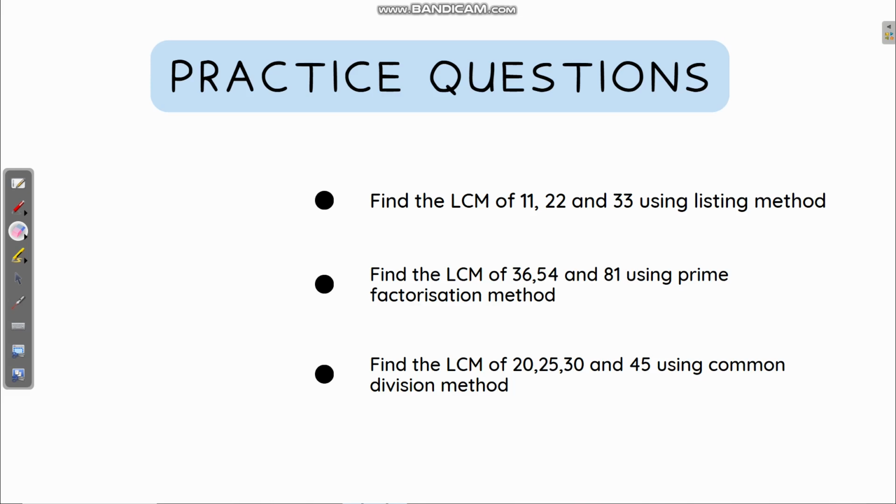The third is find the LCM of 20, 25, 30 and 45. So there are 4 numbers, okay, using common division method. The criteria is you should divide minimum of 2 numbers. If you cannot divide minimum of 2 numbers, that's the end, you just multiply them.